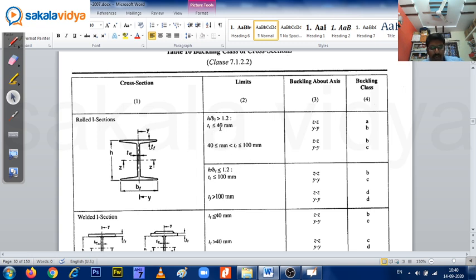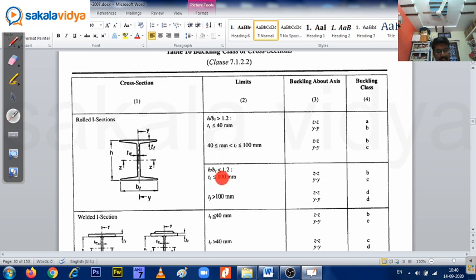Then we have to go further for thickness less than or equal to 40. As depth by width ratio is less than 1.2, it becomes class B. Now we have to find whether the given thickness is less than 100 mm or not. For this we refer to this column. As width by depth ratio is less than 1.2 in the ZZ axis, it is class B.